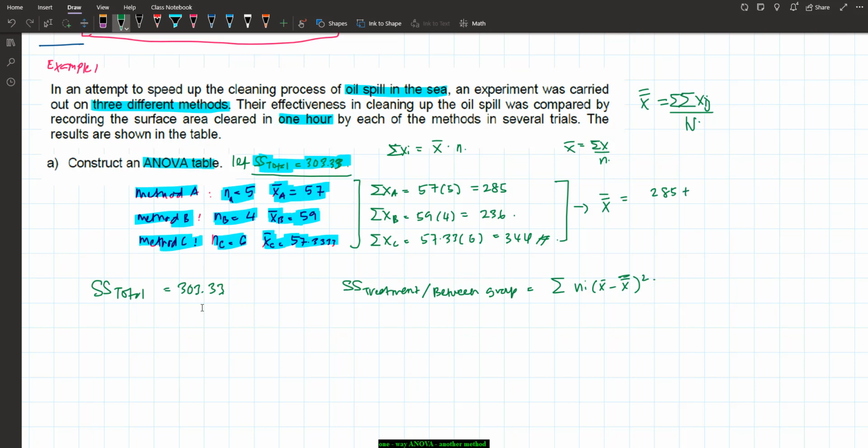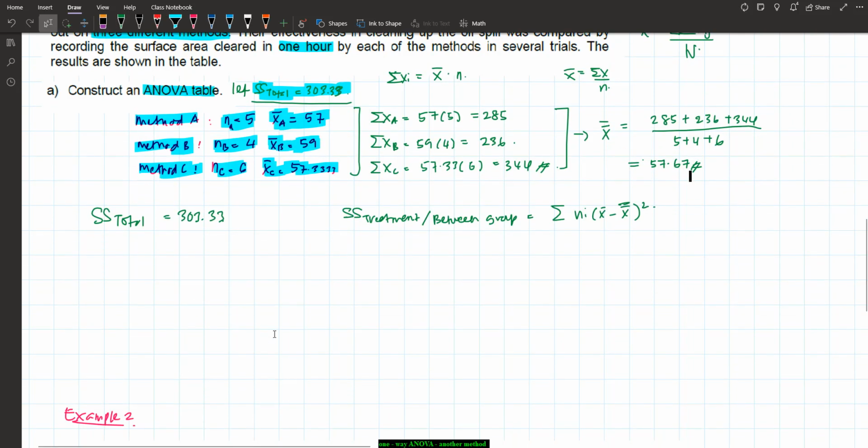So from here, to get the overall x bar, we add every summation: 285 plus 236 plus 344, divided by the number of samples, 5 plus 4 plus 6. So this should be equal to 57.67, right?